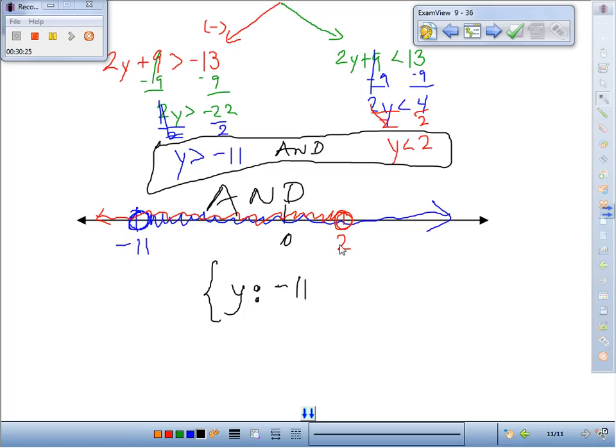is right here, 2 is over here, and does it include the 11? Does it include the 2? No, so we write y less than and less than. Remember that? That's the only one that we write like that, the and. Okay? Any questions with this one?